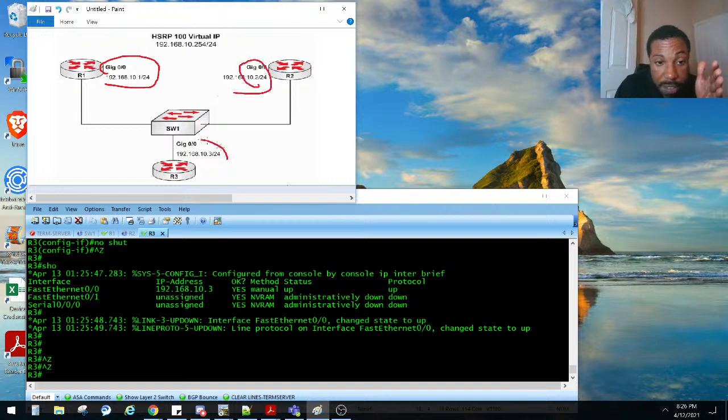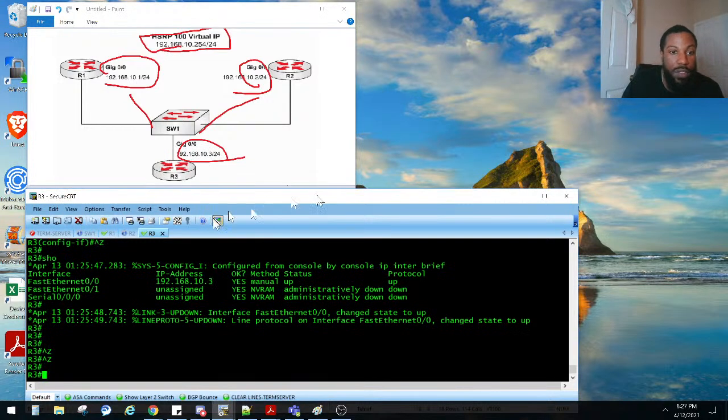Well, this guy is not really going to be participating in HSRP. He is going to be using these two guys as his default gateway. But again, he's going to see the illusion of one router with his virtual IP. So we're going to be setting that as his default gateway. Right now, what do we have him as default gateway? We'll go to router 3 and check, right?